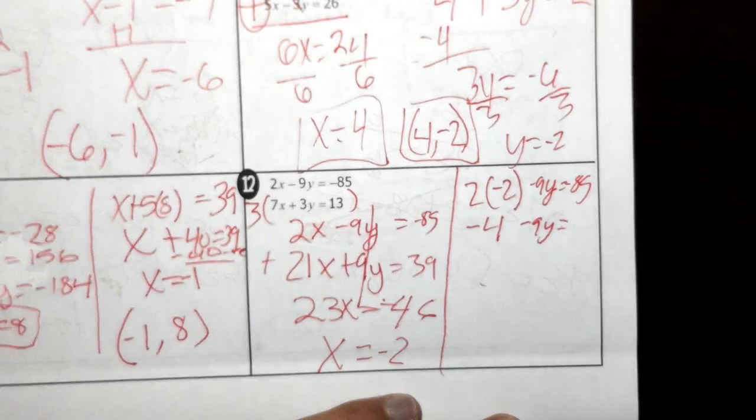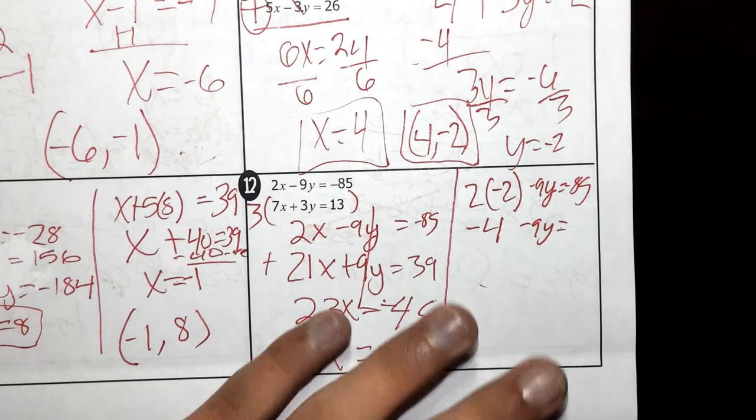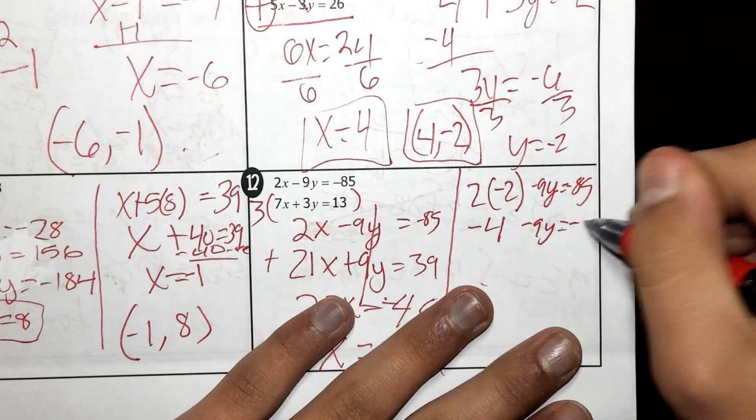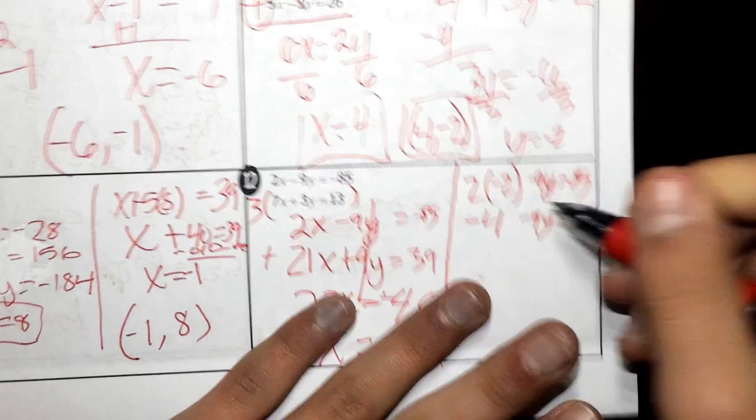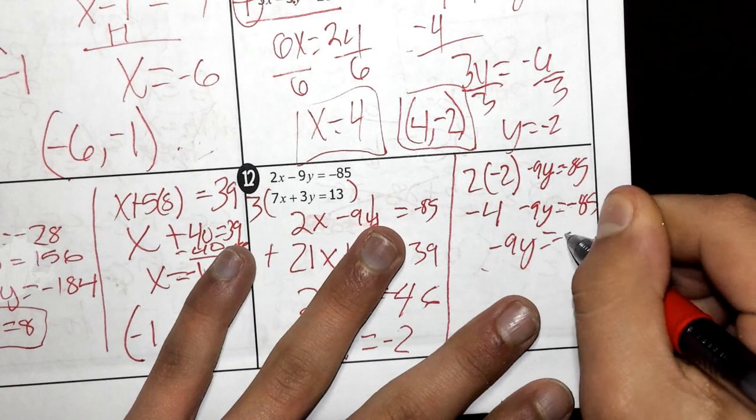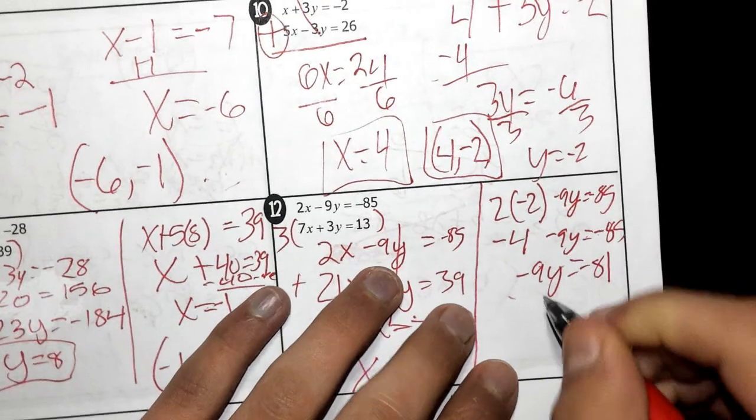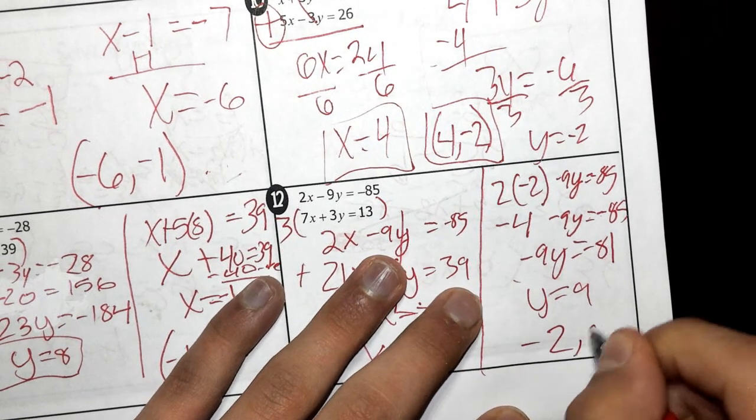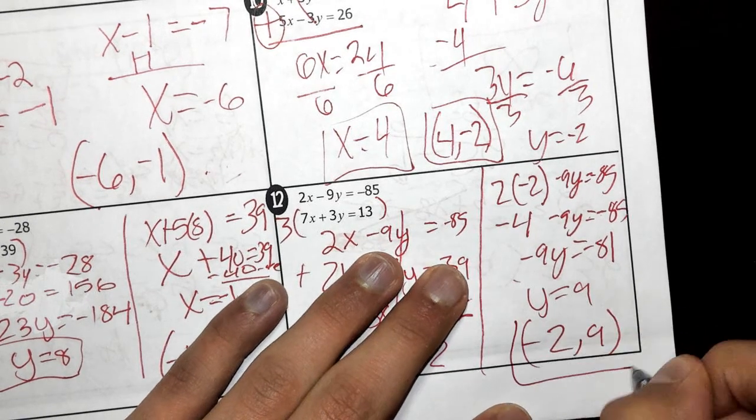Okay, anyway, 9y. I'm sorry guys, I'm hustling and my handwriting is not the best. Negative 9y equals negative 81. Y equals 9. So then it'd be negative 2, 9. And that would be our answer.